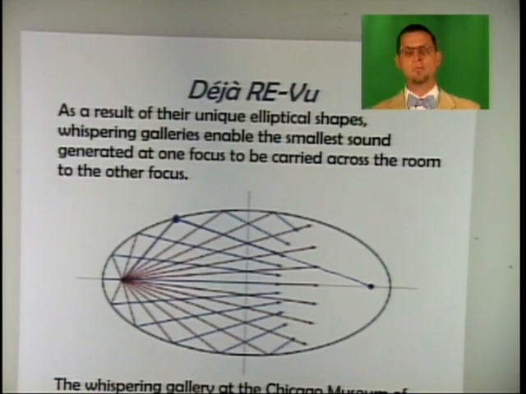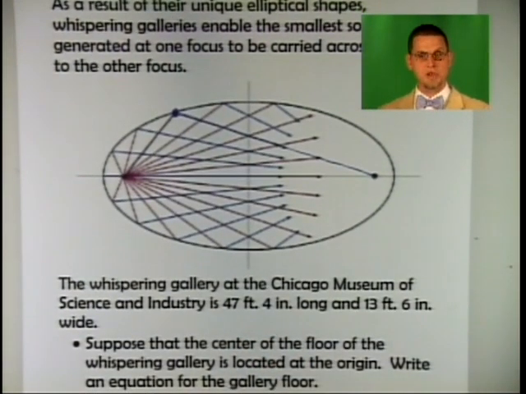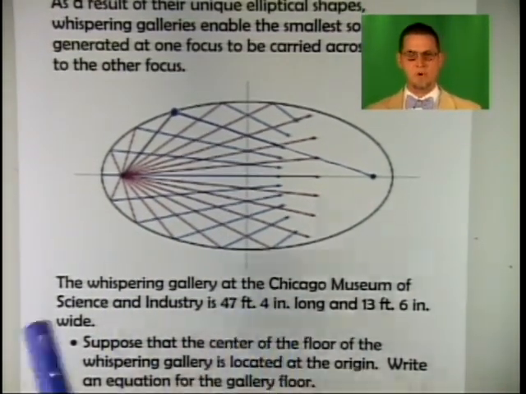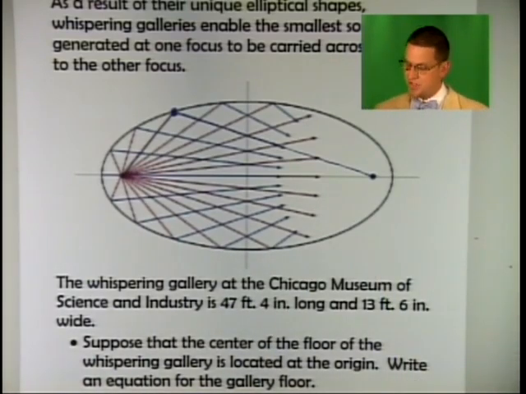Now, you might have had experiences with this unique property. They have these rooms called whispering rooms or whispering galleries, which are actually three-dimensional ellipsoids, okay, or cross-sections of them. But they work on the same principle. The Chicago Museum of Science and Industry is one such place that has a whispering gallery. And basically, if you stand in this huge room, which is 47 feet 4 inches long by 13 feet 6 inches wide, you could be standing right next to somebody and whisper and not hear them. And you're standing right next to them.